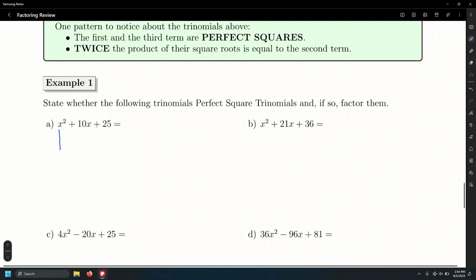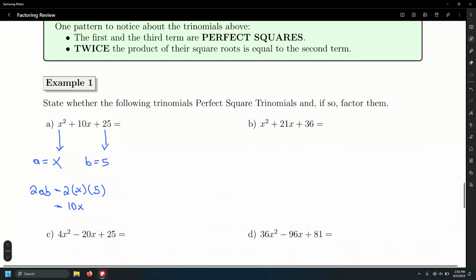Number one, what quantity squared equals x squared? X. Just x, right? What quantity squared equals 25? 5. All right. Did you notice how the first and the third terms are perfect squares? Okay, so this is what we're going to do. Let me call this A, and let me call this B. All right? Let's evaluate the quantity 2AB. The quantity 2AB will be 2 times the quantity A, which is x, times the quantity B, which is 5. That will result in 10x.